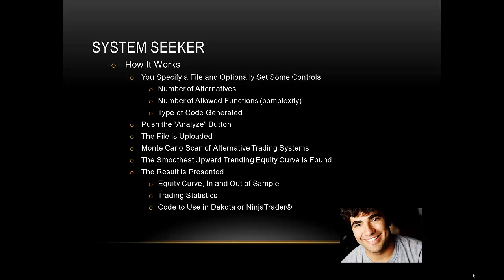You push the Analyze button, the data is pulled into the system, and a Monte Carlo scan of alternative trading systems is performed, and it's looking for the one with the smoothest upward trending equity curve. Not just trying to optimize equity performance, but to get smooth upward trending equity curves. That's what we're after. The result is presented to you when complete, including the equity curve with in and out of sample, and trading statistics using a generic trading system that's built into System Seeker, and of course the code to use in Dakota or NinjaTrader.